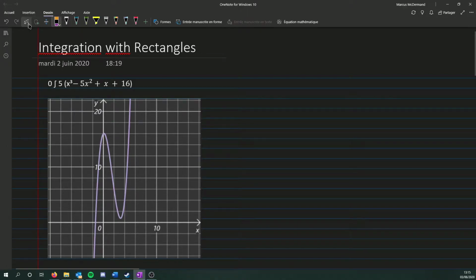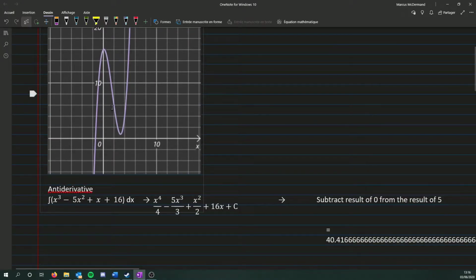Throughout the entirety of this is the equation in which we're going to be using. Now, in order to break this down, this is the integral of x cubed minus 5x squared plus x plus 16 with a left bound of 0 and a right bound of 5. Or in other words, we're going to be finding the area between this and the x-axis between the x values of 0 and 5. Now, how this is normally done is by using something known as the antiderivative.